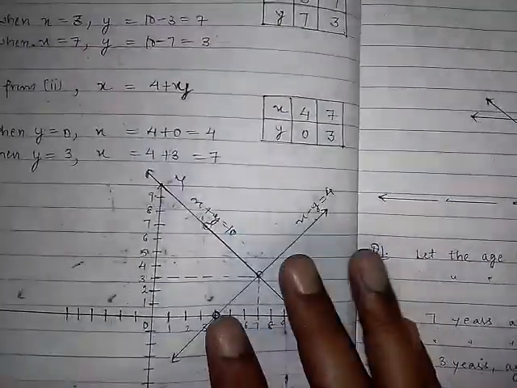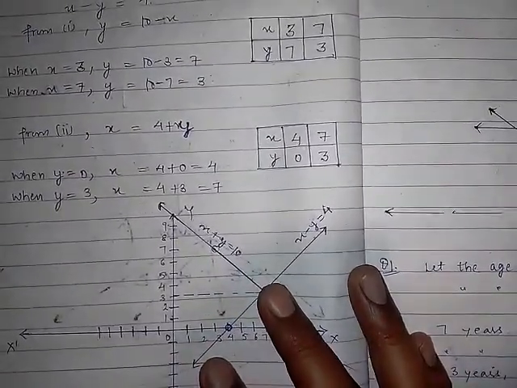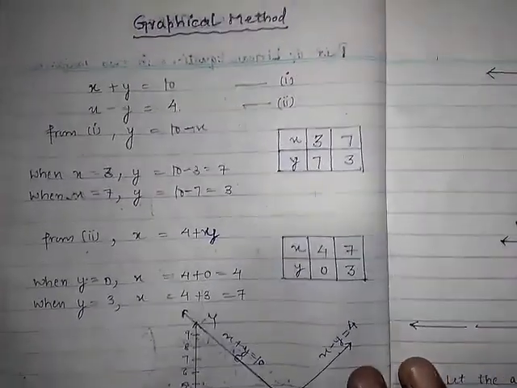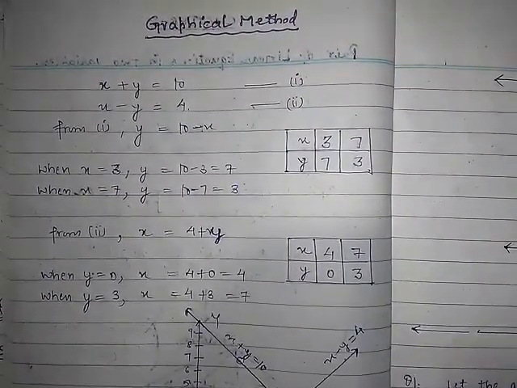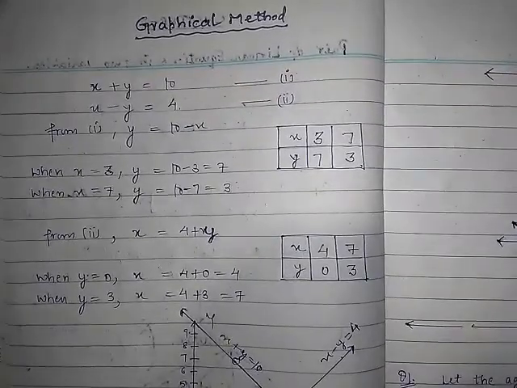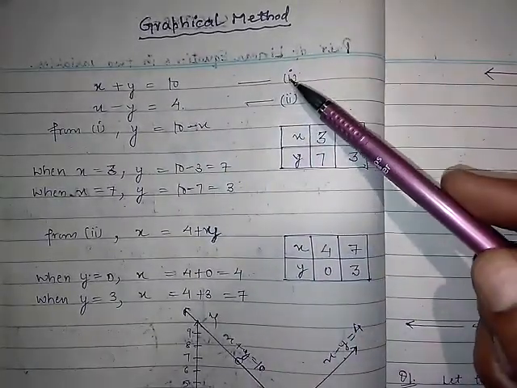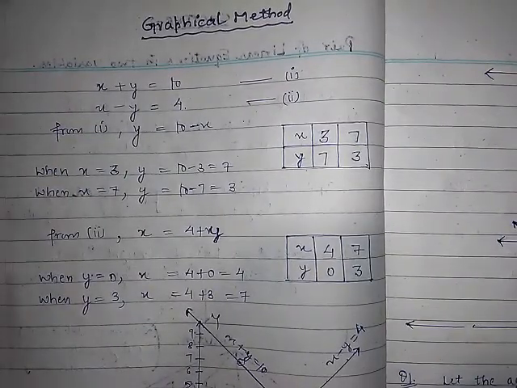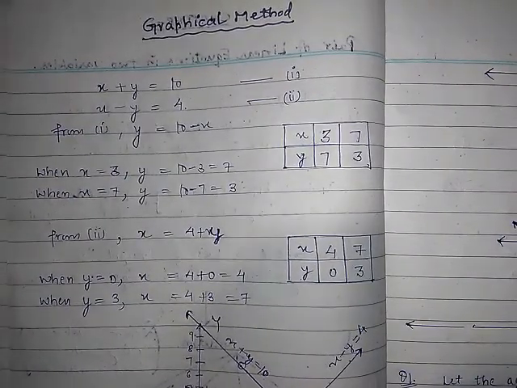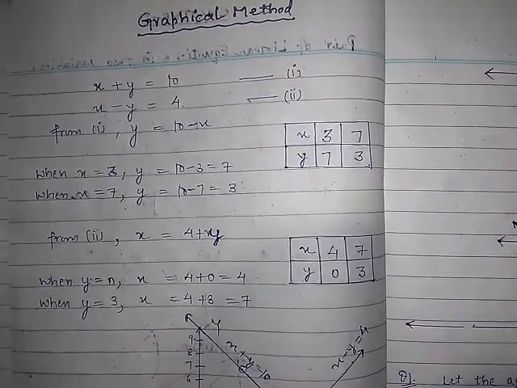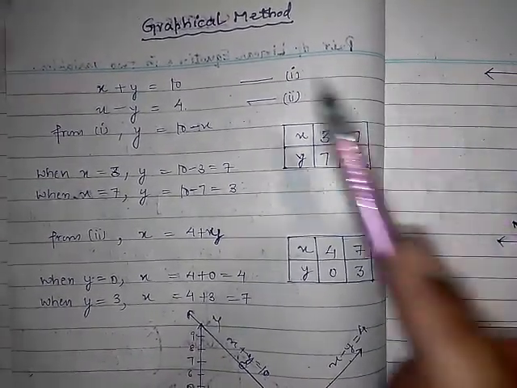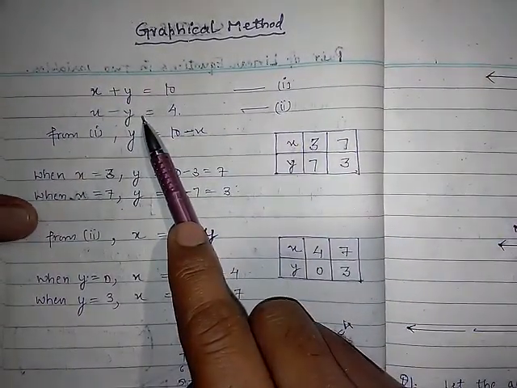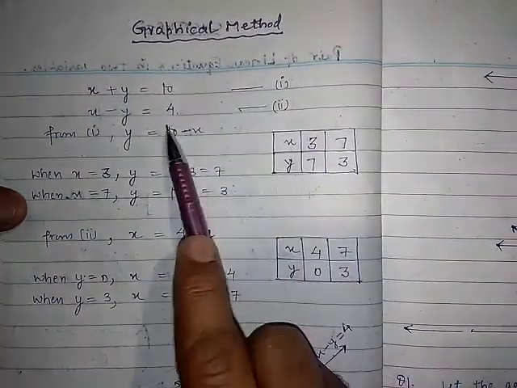Now come to the next page, and let's start the discussion on the graphical method, the very first method of this chapter. So in all the four methods you will be given a system of linear equations. System means two linear equations will be given to you, and you have to find out their solution, right? So in this graphical method also you are provided with two linear equations in two variables, right? So give first number here, second number here.